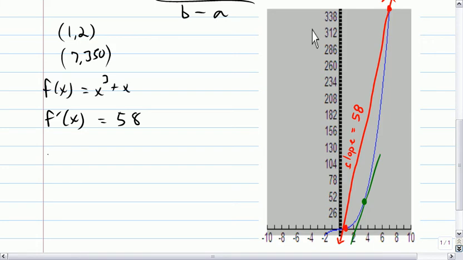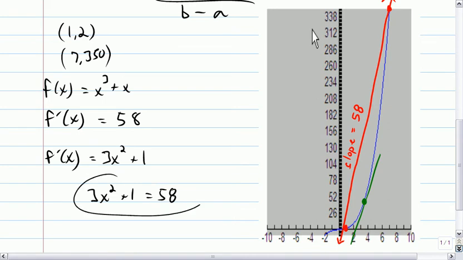And your derivative, just the power rule, is 3x squared plus 1. So we want to know when does 3x squared plus 1 equal 58. Now, let's just go to Wolfram. I mean, that's not that interesting of a problem to solve. It's just a computation. So I jump to Wolfram Alpha, and I'm just going to say, hey, Wolfram, solve this equation, 3x squared plus 1 equals 58.